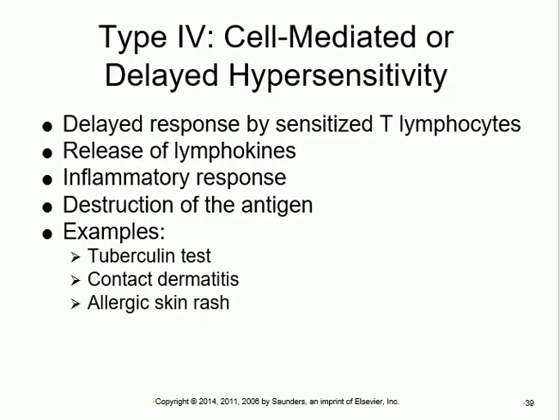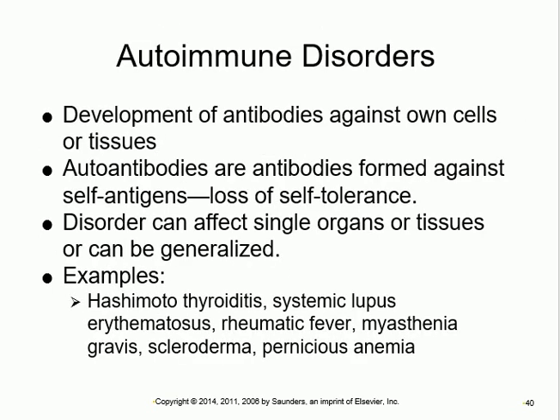Number 4 is cell-mediated or delayed hypersensitivity. And this is something like the tuberculin test. What do they tell you when they do the tuberculin test? They do the test for you and they tell you, come next week or something, right? It's not like you go to the backyard and in a few seconds you get something. That is immediate, or type 1. This is delayed, okay? Sensitized T lymphocytes are going to come and release lymphokines until they destroy the antigen. Examples are very important: tuberculin, contact dermatitis, allergic skin rash.